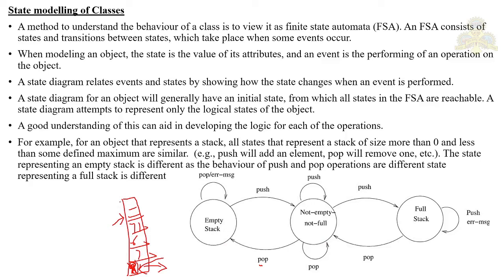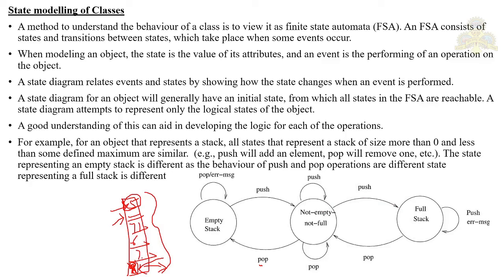Now, suppose there is only one room available, and you try to push some data over here. So what will happen in this case? So 5 you have pushed. So now your stack is full, right? From non-empty, non-full, if there is only one room for the data and if you enter the data, what will happen? You'll enter the full stack state.